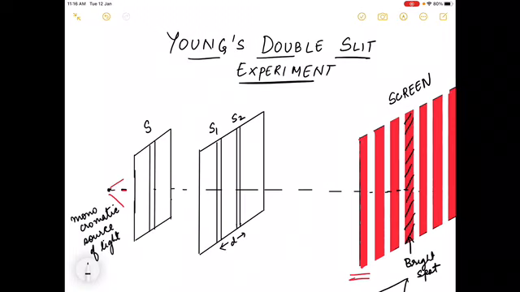One more thing, this experiment was done in 1801, right? Before that time we believed that light has particle nature. So it was pretty strange, like how is this happening, how can I get a bright spot at the center of my screen, which is very unlikely to see, right? So he was very confused.